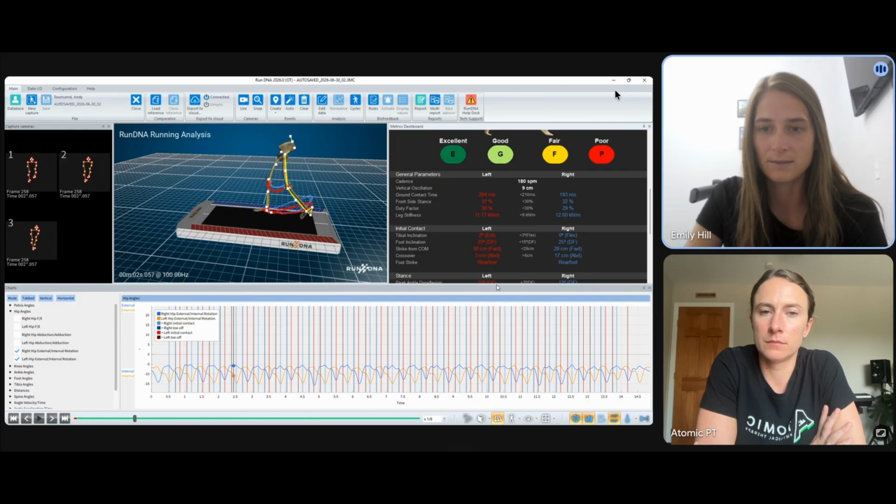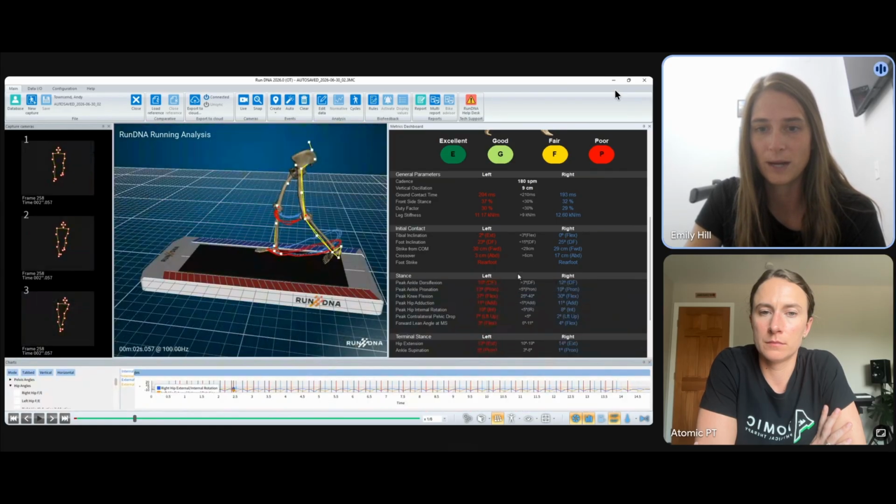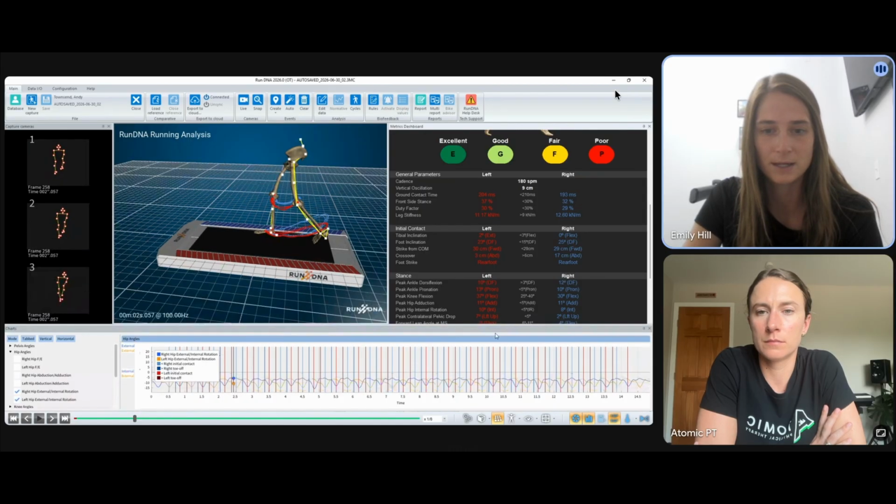And then taking that information from the graph, we can go back to comparing it with that 10 degrees of internal rotation at the left and 8 degrees of internal rotation at the right. So just another way to look at the data and visualize it a little bit easier.